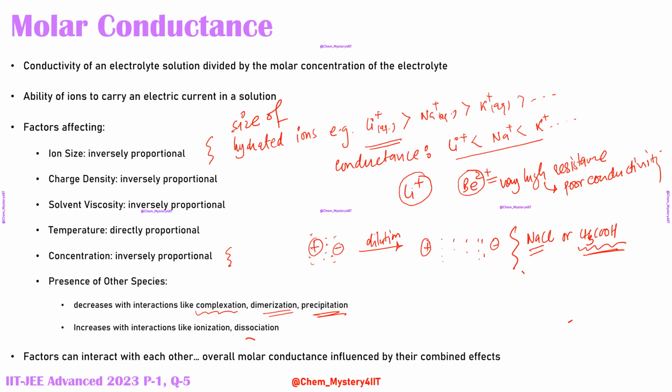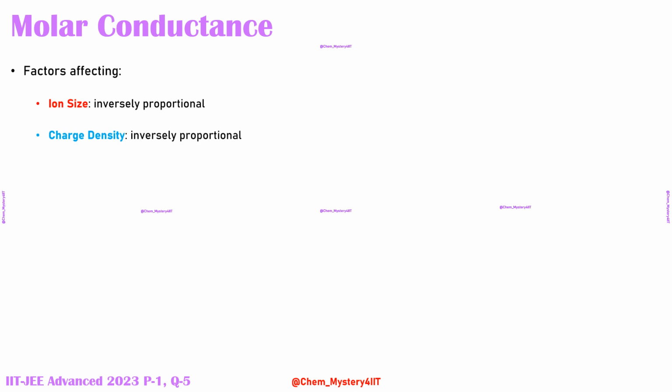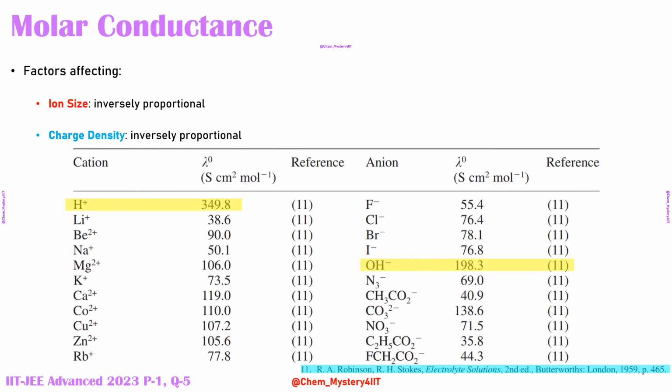Now we'll take some of these effects even further, and go deeper into them one by one. We take first the factors affecting ionic size and charge density. We know that ionic size is going to be inversely proportional, and charge density is also going to be inversely proportional, to the conductivity of these different ions. This is data taken from the book by Robinson and Stokes, called Electrolytic Solutions.